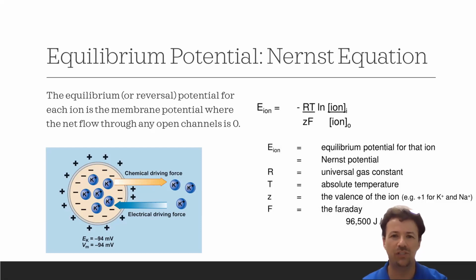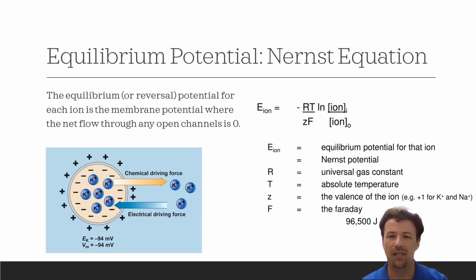And there's an equation that allows us to generate what is the electrical potential that opposes a particular chemical force, or what electrical force will be needed to balance a particular chemical gradient. The name of that equation is the Nernst equation, as you can see on the slide. And that equation is given by this formula. The equilibrium potential for any ion is equal to minus RT over ZF by the natural logarithm of the ionic concentration on the inside versus the ionic concentration on the outside.